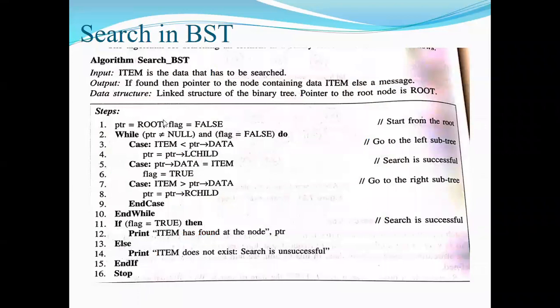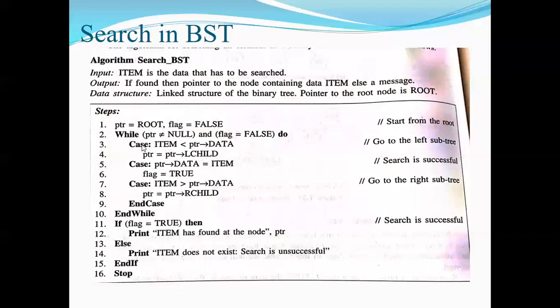This is the algorithm for performing the search operation in a binary search tree. PTR is a pointer to the root node. PTR equal to root. Then I am using another variable, flag, which is initialized to false. Then while PTR is not equal to null and flag equal to false, do. That is, repeat these steps.